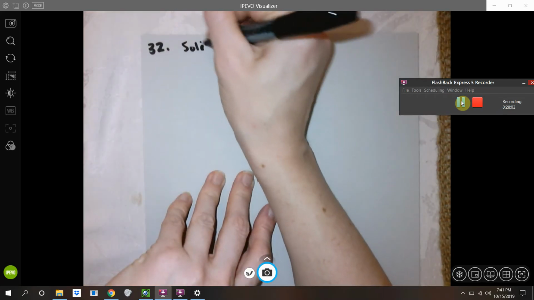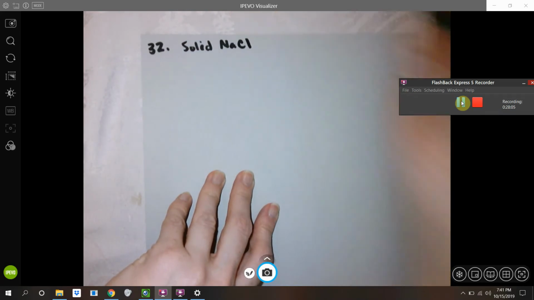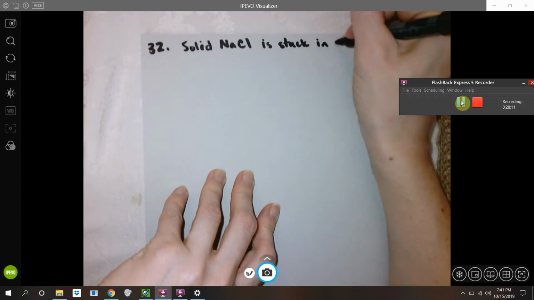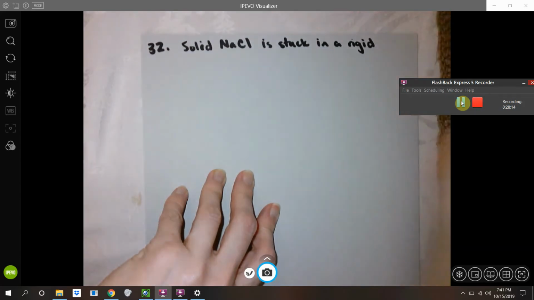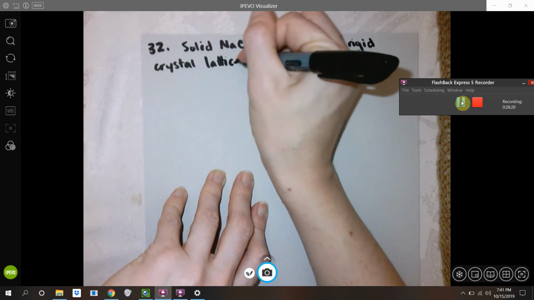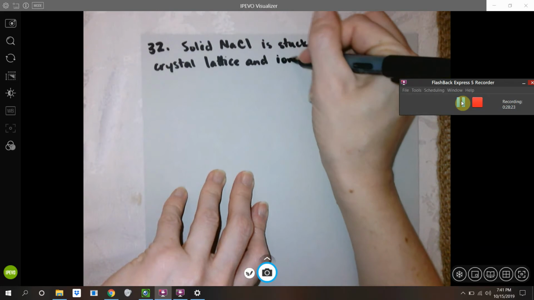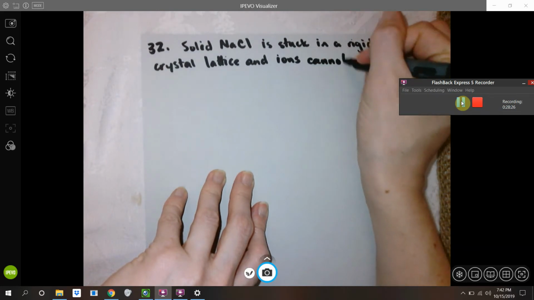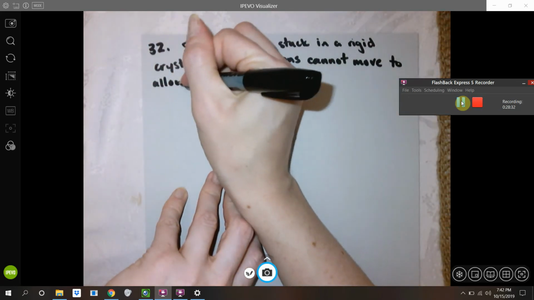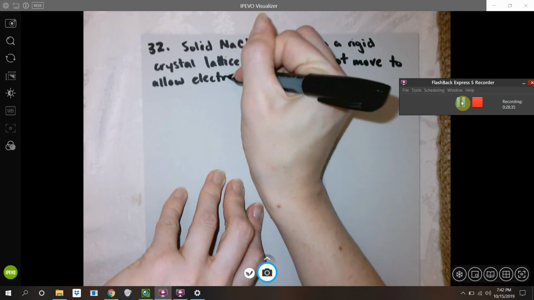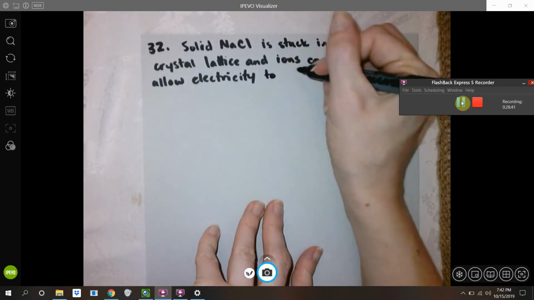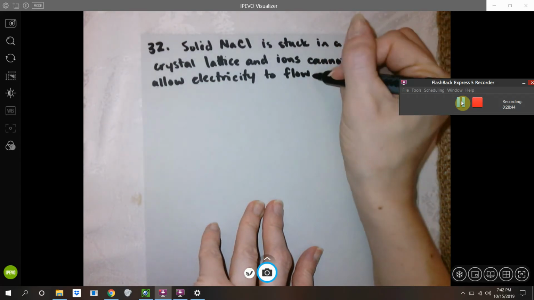Solid sodium chloride, NaCl, is stuck in a rigid crystal lattice, and ions cannot move to allow electricity or charge, however you want to think about it, to flow, to move, right?